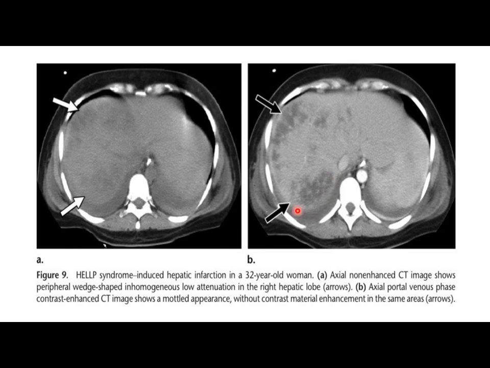On contrast enhanced CT, there appear multiple non-enhancing areas in comparison to the normal liver parenchyma. This is infarction. Multifocal infarction. The previous one is hematoma. This is infarction.